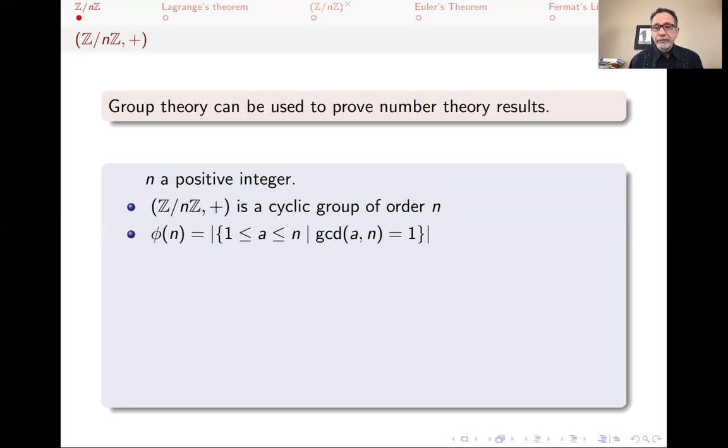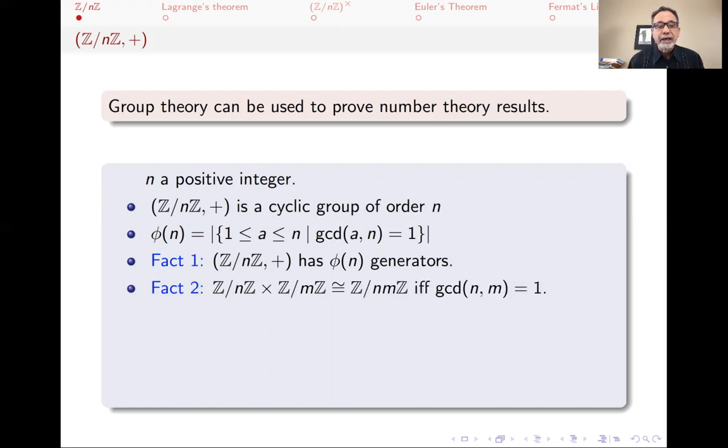One notation: phi of n, the Euler phi function, is the number of integers between 1 and n that are relatively prime to n, meaning the greatest common divisor with n is 1. The number of those is phi of n. One fact that we have proved in group theory is that the cyclic group of order n has phi of n generators. In fact, every integer between 1 and n that is relatively prime to n will generate Z mod nZ. What does that mean? If you take that element and keep adding it to itself, you will get every element of Z mod nZ. That's one fact from group theory that we know.